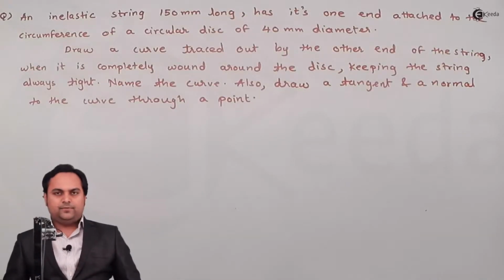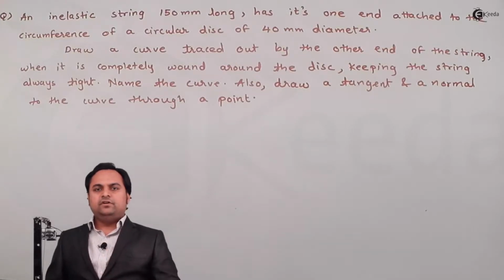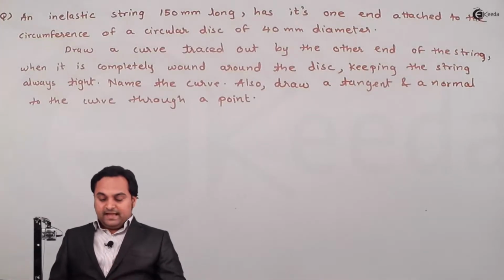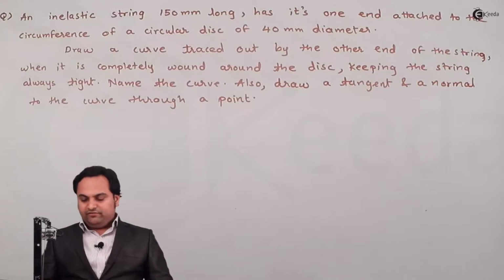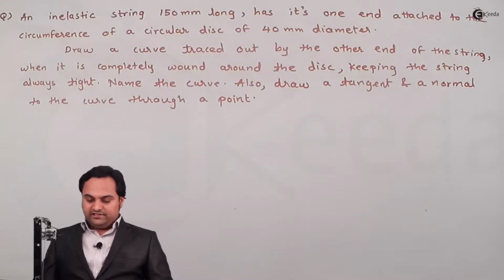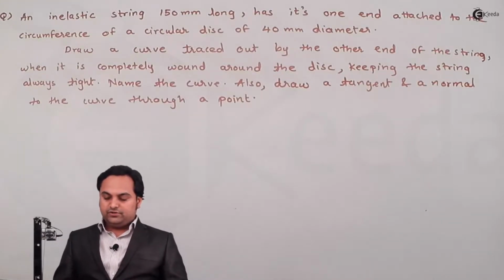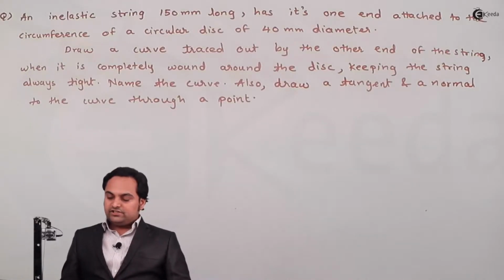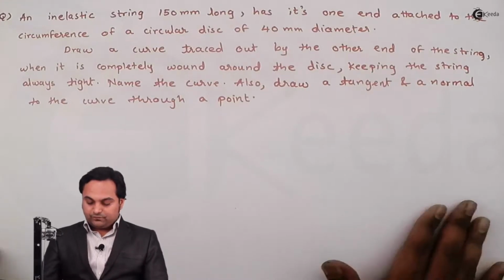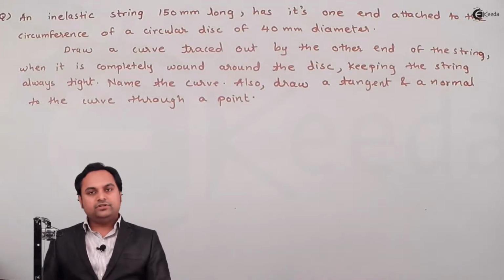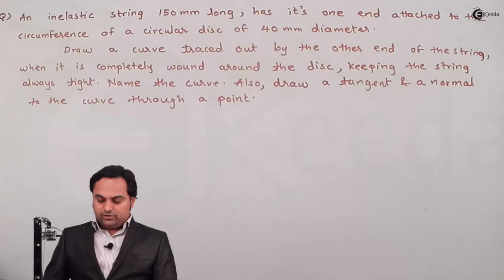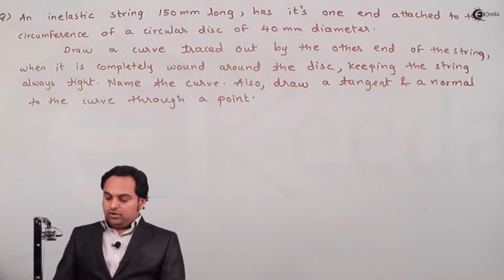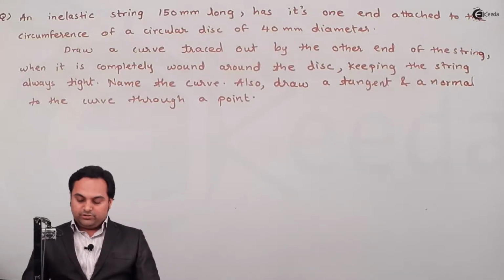Video we are going to see a problem based on engineering curve. For that, here is the question. An inelastic string 150 mm long has its one end attached to the circumference of a circular disc of 40 mm diameter. Draw a curve traced out by the other end of the string when it is completely wound around the disc, keeping the string always tight. Name the curve. Also draw a tangent and a normal to the curve through a point.